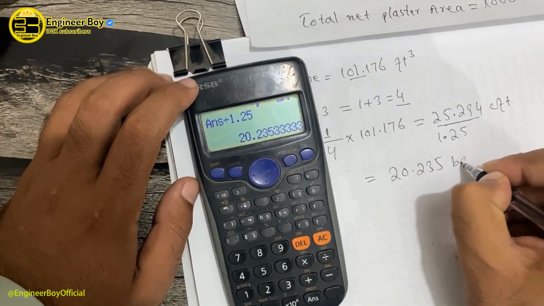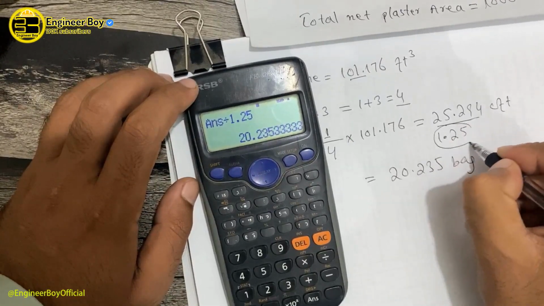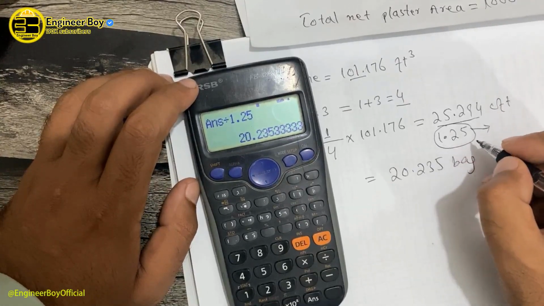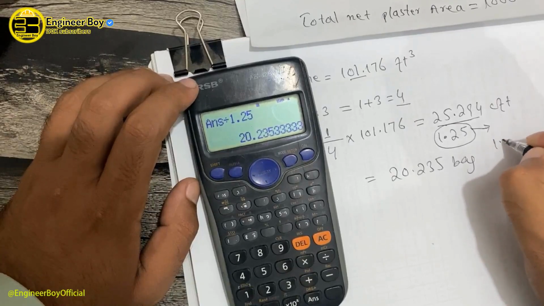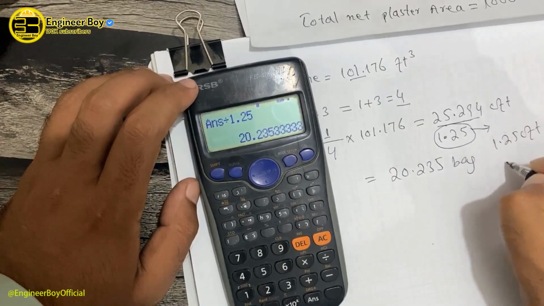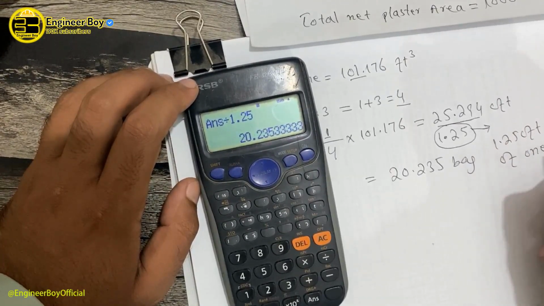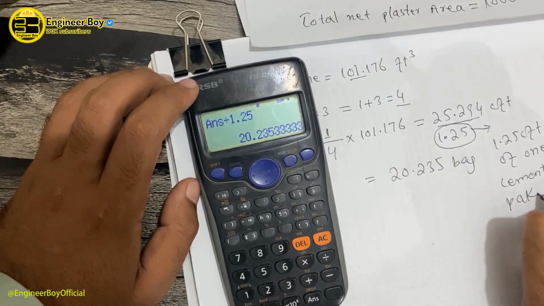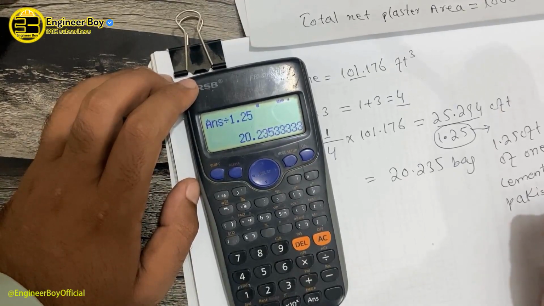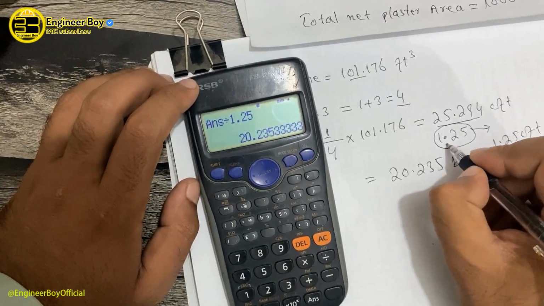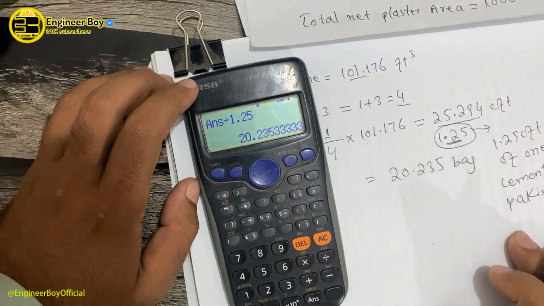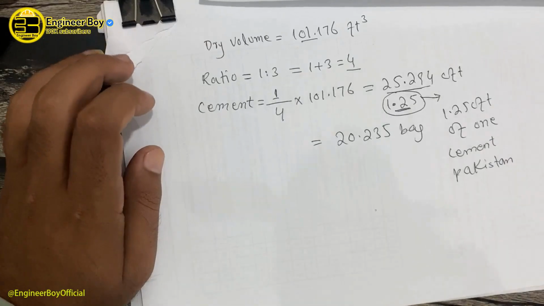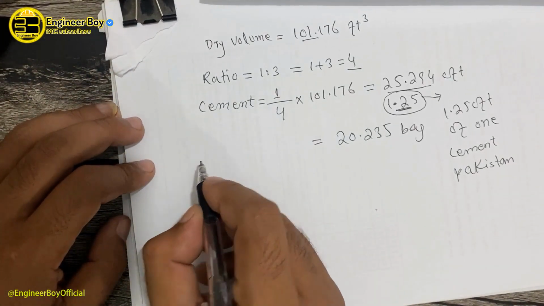That means we have 20.235 bags. Now you may be asking, what is 1.25? So 1.25 is actually the CFT of one cement bag. We are here in Pakistan. Your country's bag volume can be different, so you can use your country's bag volume over here to determine the quantity of bags. So simple. Now let's move ahead to the quantity of sand.